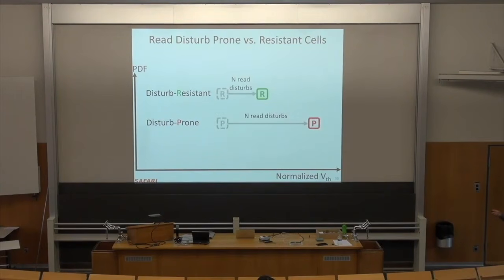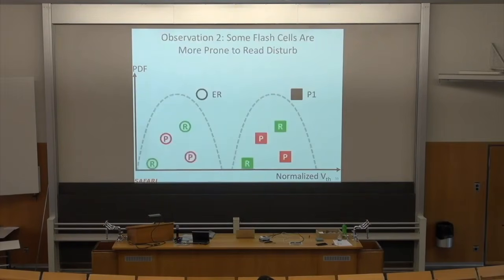After applying the same number of read disturbs, disturb-resistant cells' threshold voltage doesn't shift that much, whereas if a cell is disturb prone, its threshold voltage shifts a lot. So can we take advantage of it? If you look at the threshold voltage distributions of, let's say, these two states, we can pick any state. There's a heterogeneous set of cells in each of the distributions. Some cells here are read disturb resistant, some cells are prone. Also here, some cells are read disturb resistant, some cells are prone.